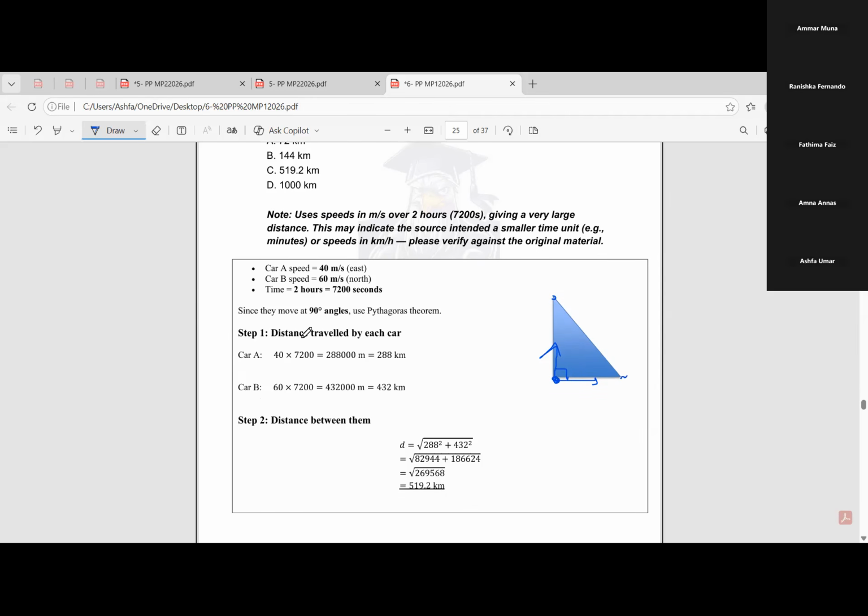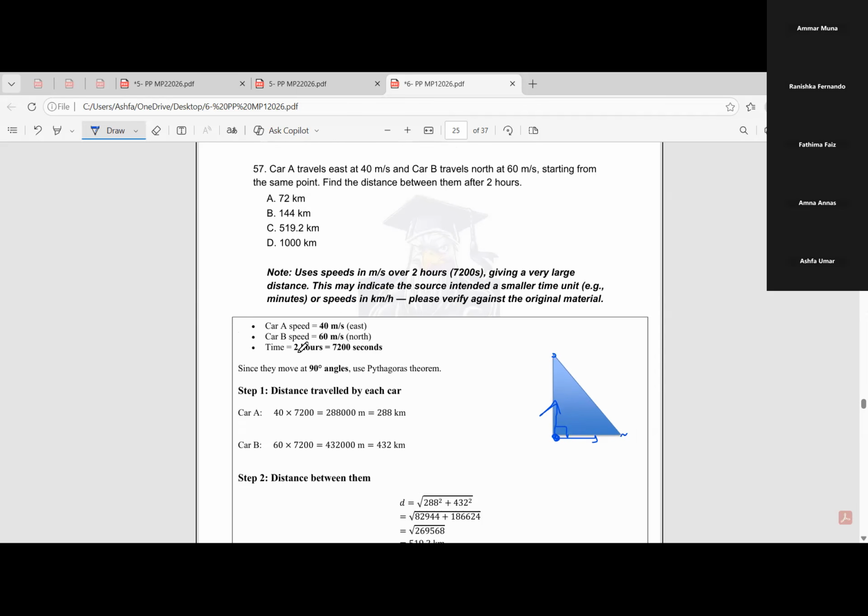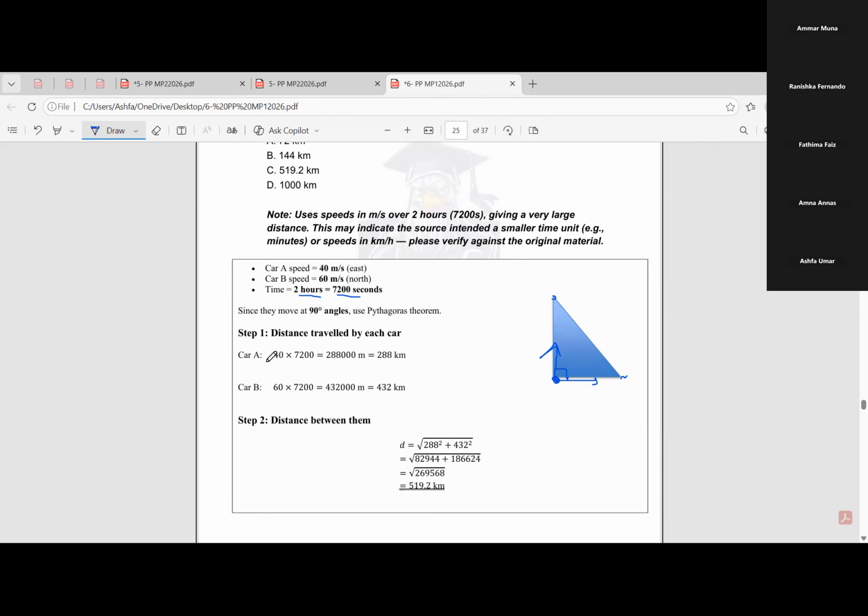So let's take, they have given the speed of car A, 40 meters per second, and the speed of car B, and time 2 hours. It's easy to convert hours into seconds. Yeah, you have to convert. So it gives 7,200 seconds. We have to find the distance traveled by each car.